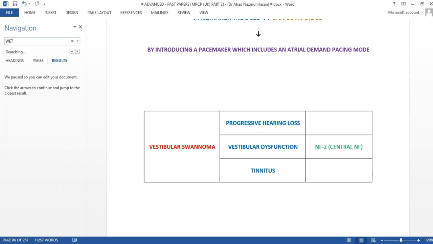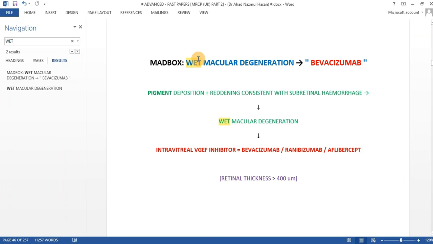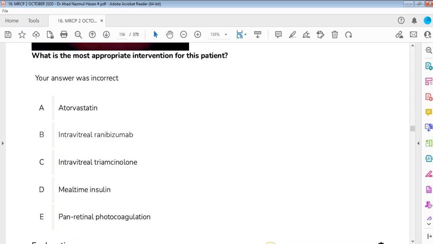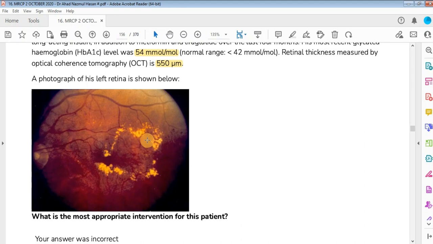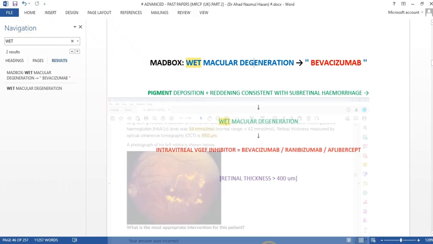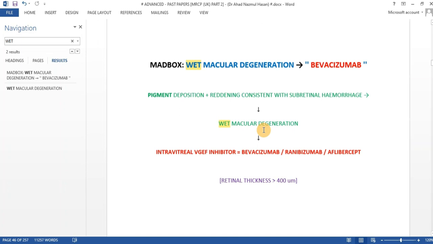VEGF. Yes, very good. So in wet macular degeneration, there should be pigment deposition. They are the yellowish colored pigment. This will ultimately lead to the hard exudate. So this should be treated with intravitreal VEGF inhibitor.